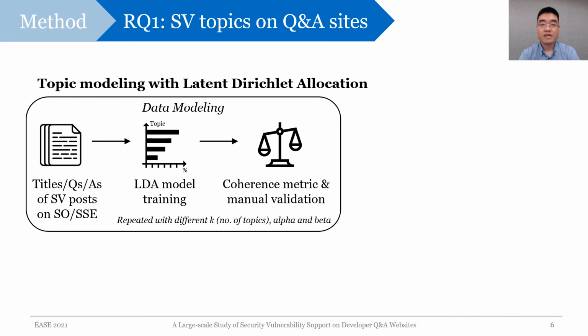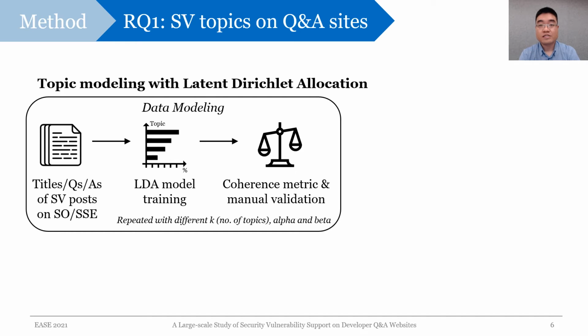Now I move on to answer each research question, in which I first describe the methodology and then discuss the main findings. In research question 1, we used a popular topic modeling technique called latent Dirichlet allocation, aka LDA, to identify the hidden themes of vulnerability discussions on Q&A sites.